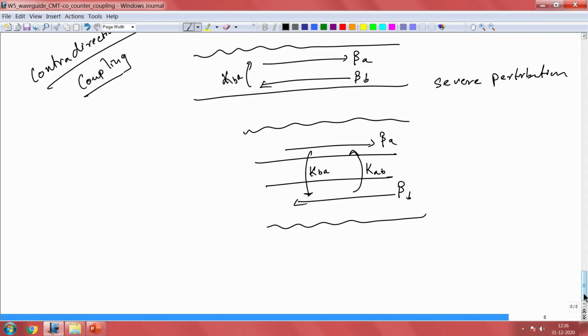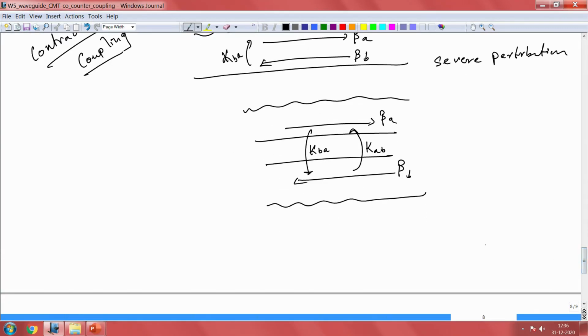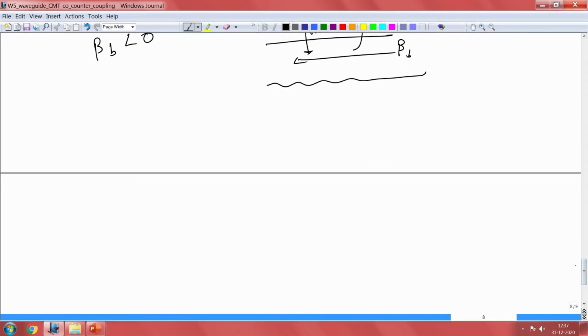So, now we can go back and write our coupled equation here, but one thing that we should again keep in mind is the sign of beta. So, your beta A will be positive and your beta B will be negative, right. So, it is propagating in the opposite direction, and that is why we put this convention of positive and negative. So, now let's look at the coupled equation.